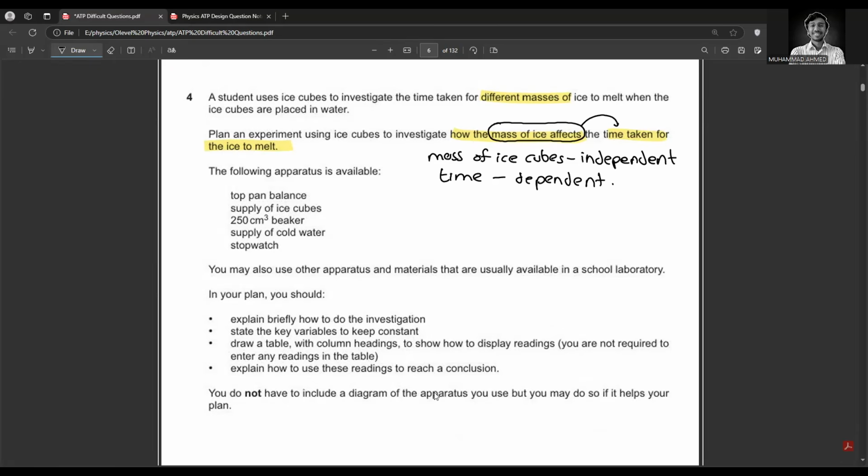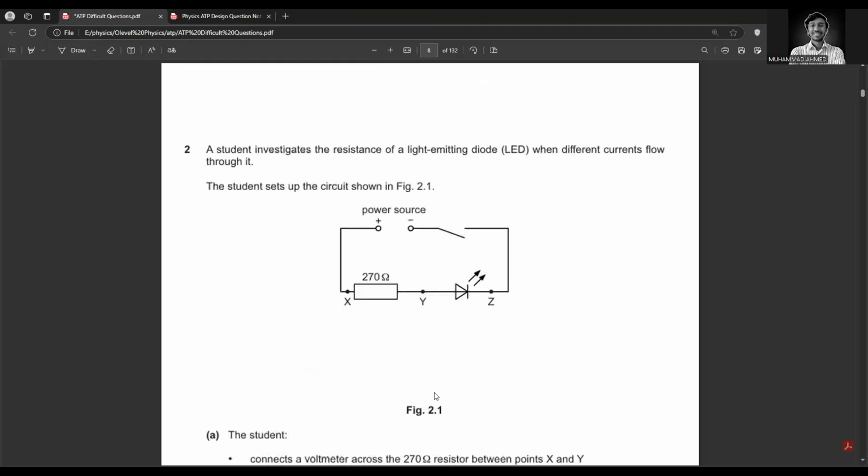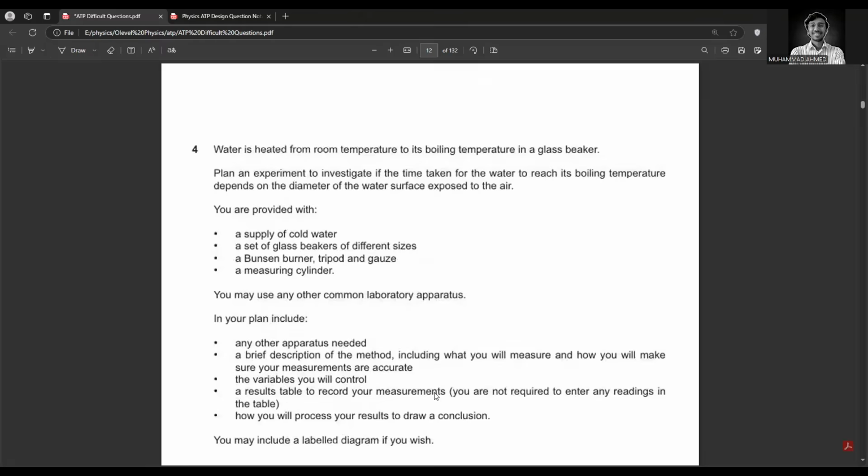Simple. If you plan an experiment to see how different masses of ice cubes take different times to melt, your mass of ice cubes is your independent variable which you can change easily. Time is your dependent variable which changes as a result of you changing the mass of ice cubes. Let's do another example to solidify our concepts. This PDF is attached in the description below.